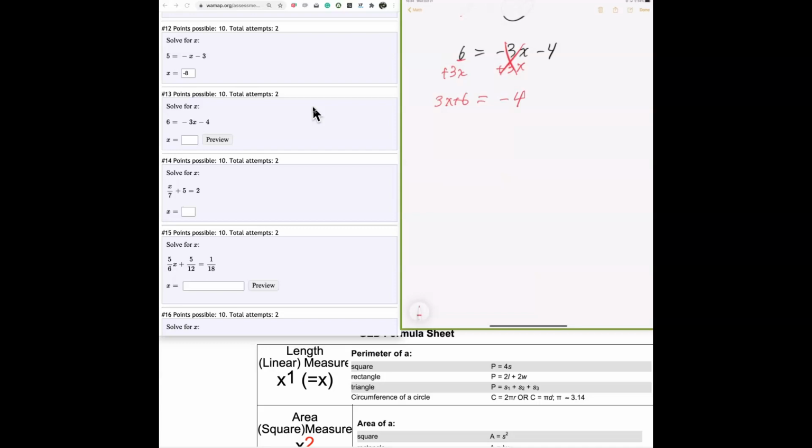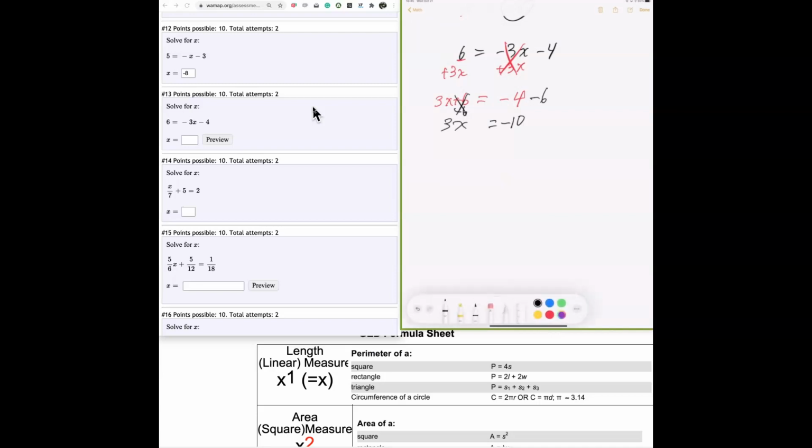Okay, so next step is to get rid of the clutter around the x, and we're going to start with this peripheral 6. We're going to take it away with a negative 6. We got negative 4 minus 6. These are both negative. Let's combine them for negative 10, and that's equal to 3x. 3x is equal to negative 10.